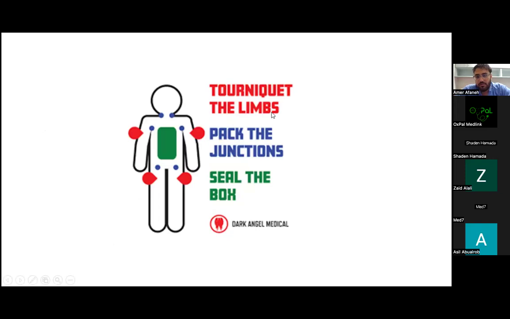So, typically we say the limbs, you can hold pressure, but you tourniquet the limbs and then you pack the junctions, which is like the neck, or you hold pressure on the junctions, neck, armpits, groins. And then the torso, they say seal the box. It means covering it and sealing it. But really, if somebody's having intra-thoracic or intra-abdominal bleeding, there's not much you can do pre-hospital. You need to just get them to the hospital as quickly as possible.